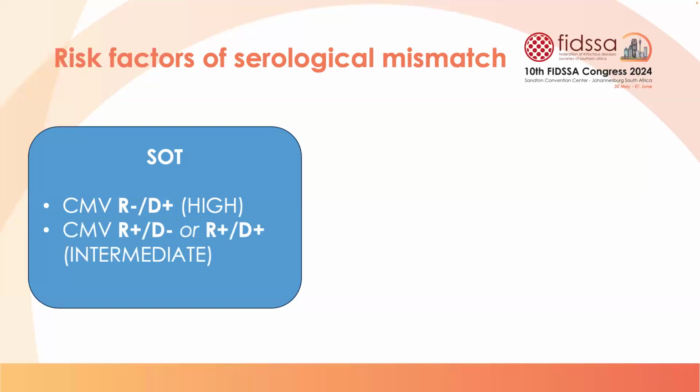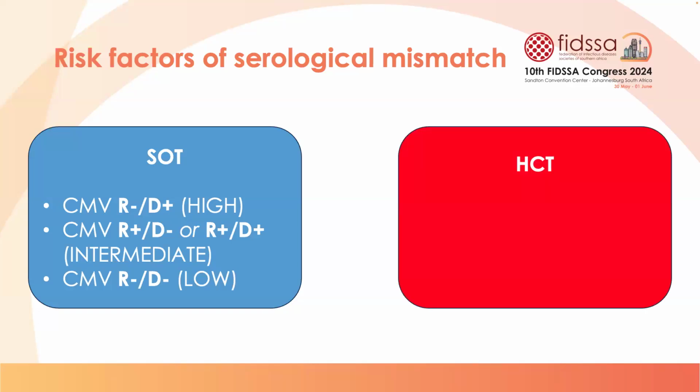An intermediate risk would be any recipient that is CMV IgG positive, with the donor either being negative or positive. Where the recipient is positive and the donor is positive, that risk is a little higher than where the donor was negative. And then low risk is if both recipient and donor are CMV negative.